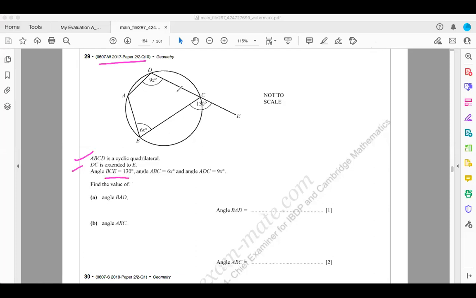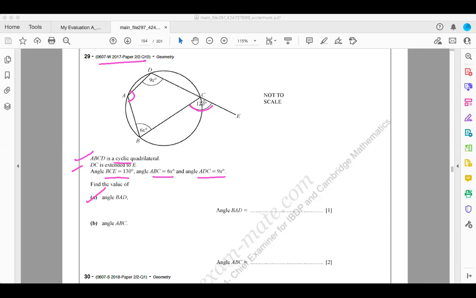Angle BCE is 130, so this angle is 130. ABC is 6x, ADC is 9x, so these are given. You have to find angle ABD. Now, before we go ahead, just remember that ABCD is a cyclic quadrilateral. They have already written that here. So angles of a cyclic quadrilateral add up to 180.